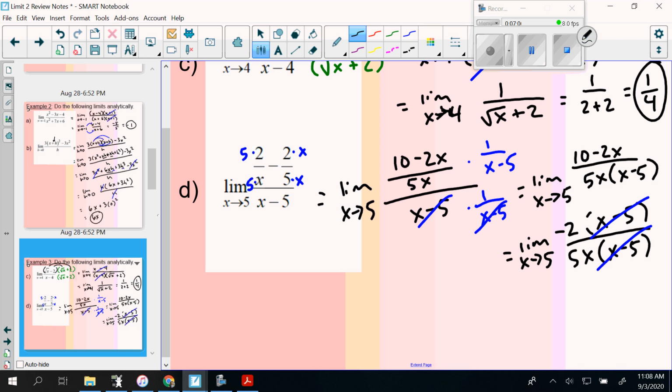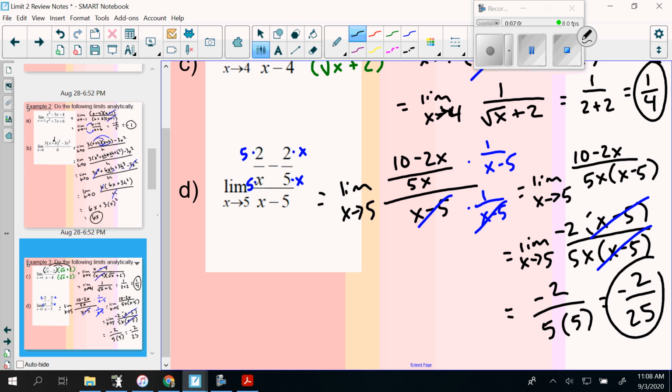And so now if we plug in 5, we get our answer here of negative 2 over 25. So simplifying, conjugate, factoring are all ways of analytically solving these.